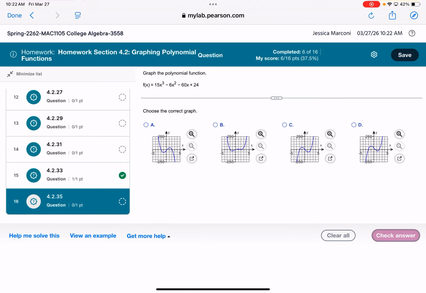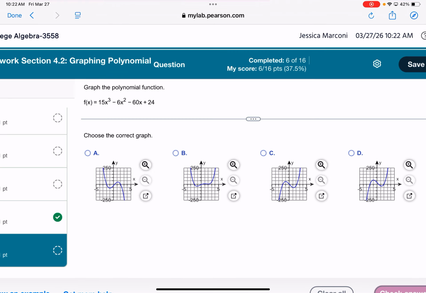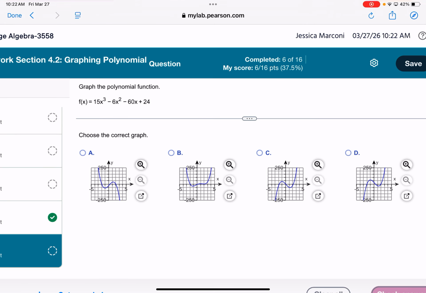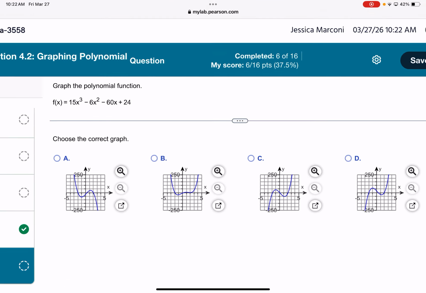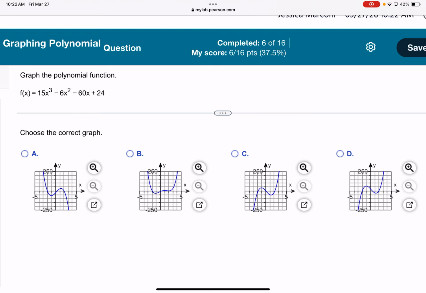Okay, so this is good. So there's only 2 you have to do by hand like we just did. The rest of them are these multiple choice ones. So I'm just going to show you kind of how easy this should be. So this one, what's my leading term? 15x cubed. So my degree is 3. So it is odd, right? So my end behavior should be doing separate things.